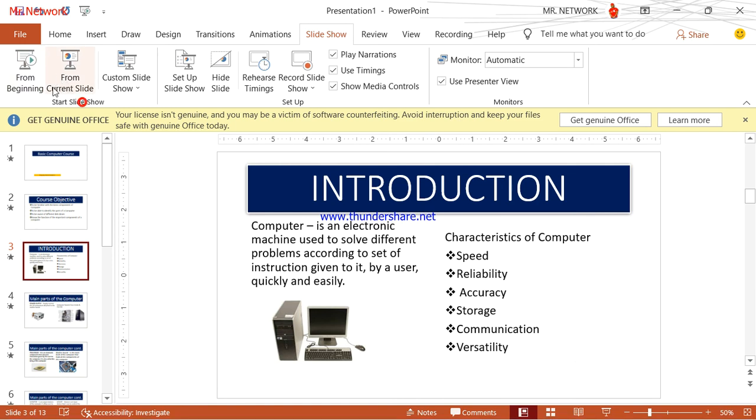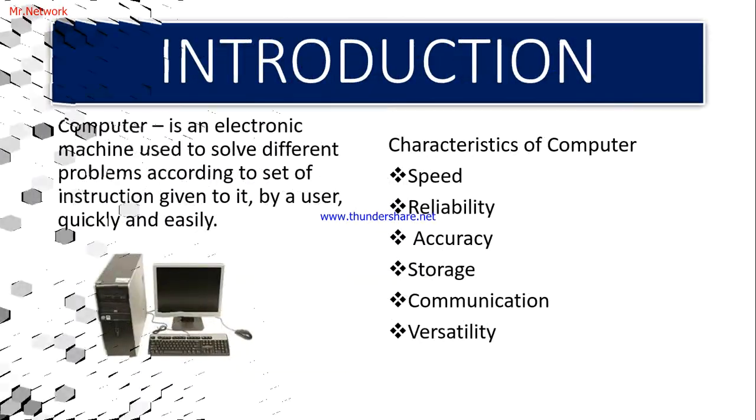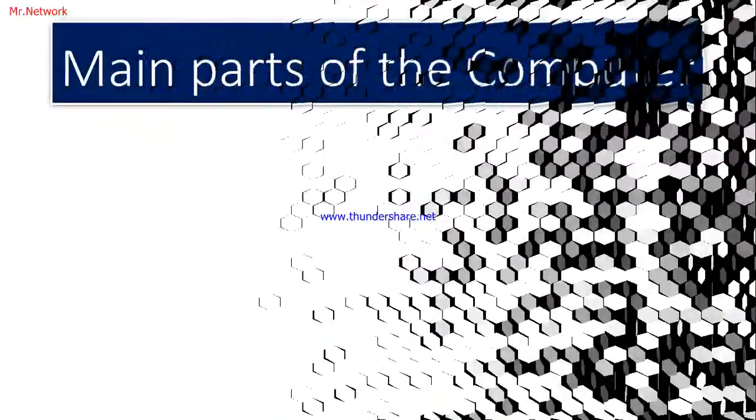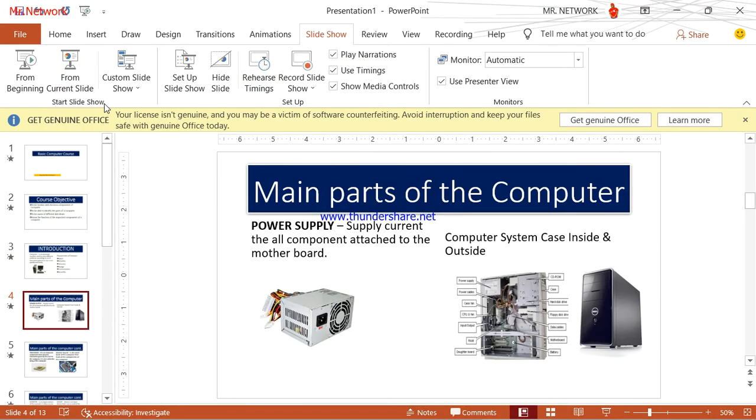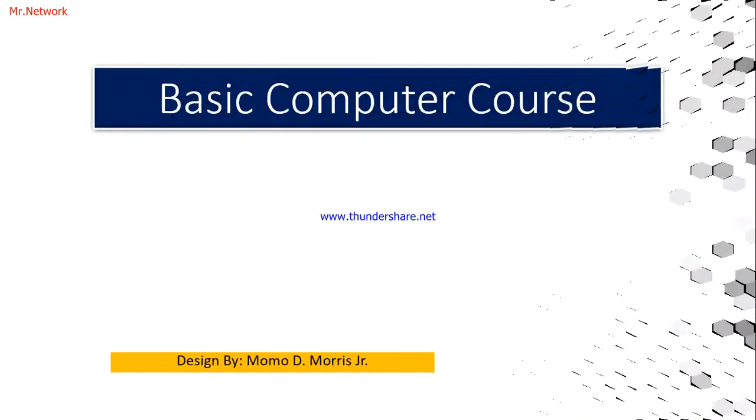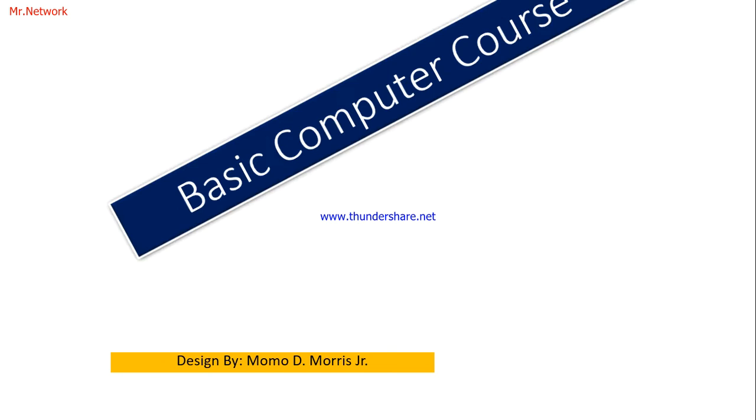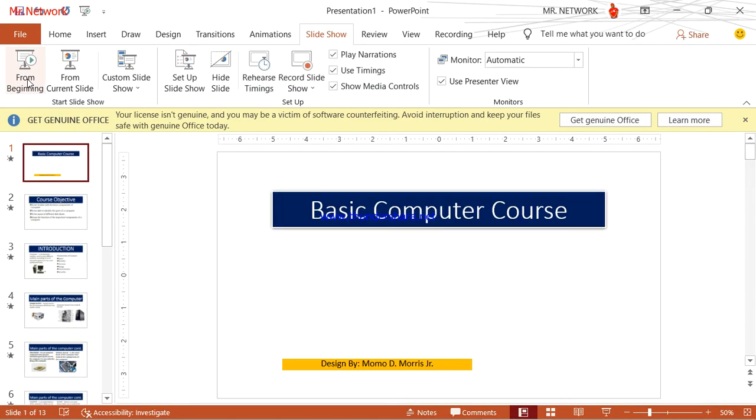Start from current slide. If I do like this, see, it started from slide 4. That's it. But in case I want to start from the beginning, from slideshow, I have to go for start from beginning. So you see here, the show starts from the very first slide. If I'm in slideshow mode and I want to go back, I have to use the escape key to go back. Okay.